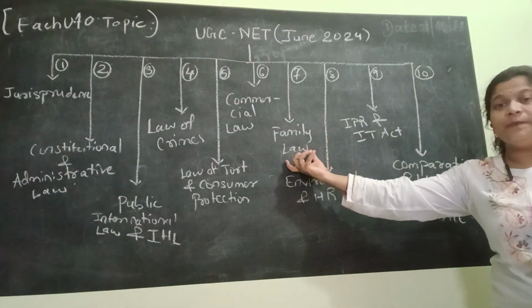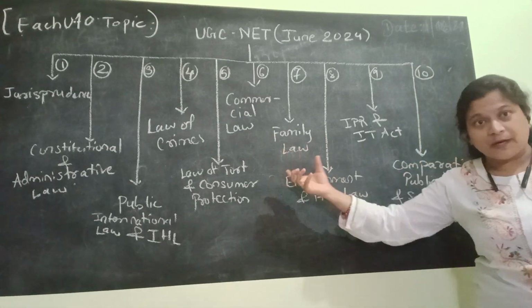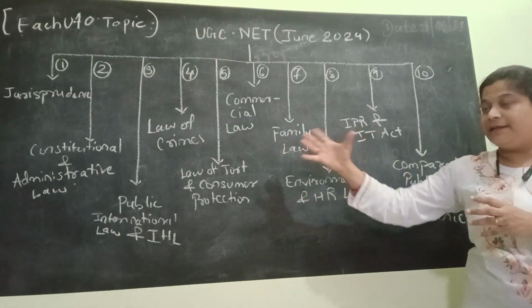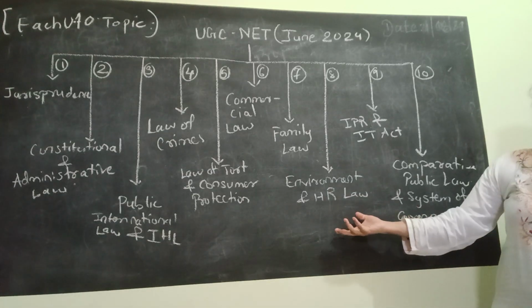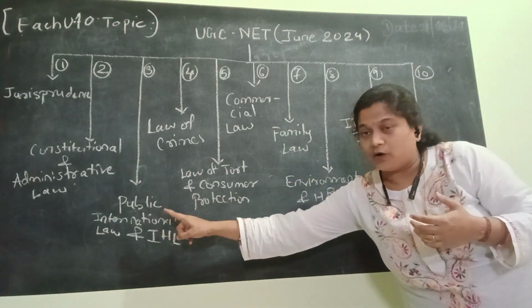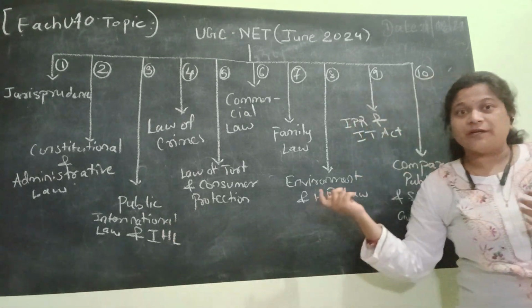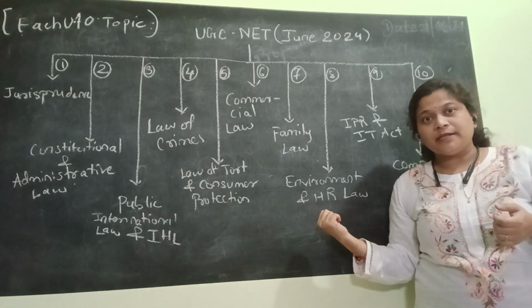Again we come to the part of family law. Family law includes Hindu law, Muslim law, and again subdivisions of some other parts or sub-questions regarding that. Then environment or human rights law. Public international law already considers certain parts of international human rights. So again we say human rights is to be repeated in environmental law.